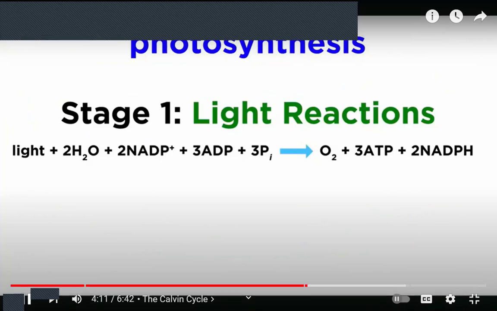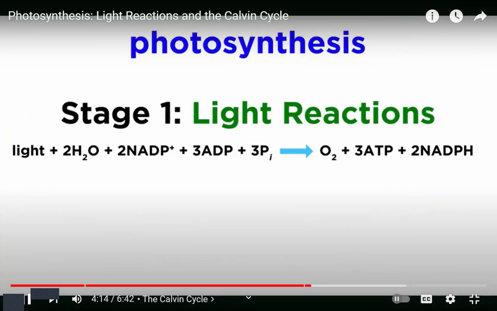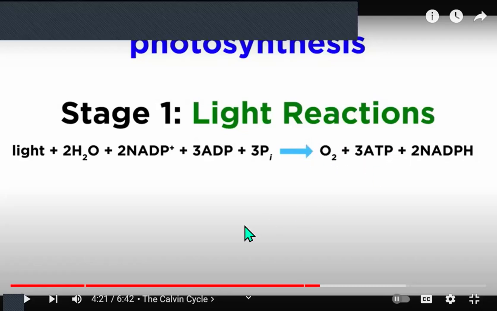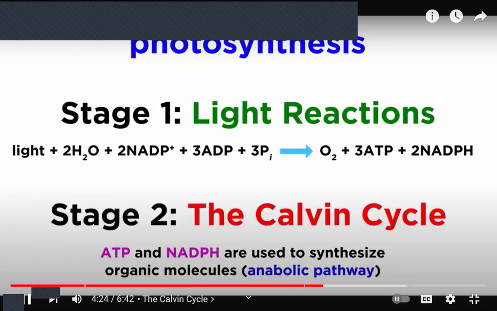So the light reactions in the thylakoid, okay, take note of this one, please. Light reactions, which are summarized by the following equations, require sunlight and water among the reactants and generate oxygen, ATP, and NADPH as products. Okay, this is for light reaction, and the products are oxygen, ATP, and NADPH.